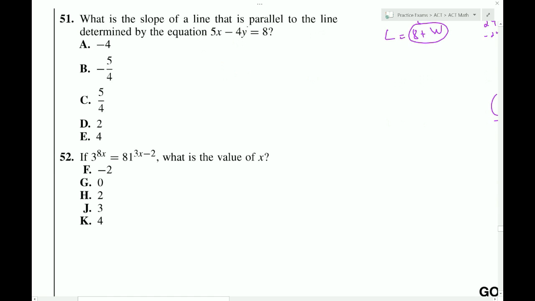What is the slope of a line that is parallel to this? Okay. So we just need a y equals form. So we can move the 4y to this side, and we can move the 8, making it negative on this side. Then we divide each and every item by 4, and that'll give us y equals, which is our standard form for that, and we get the slope of 5/4. Any line that's parallel will have the same slope.